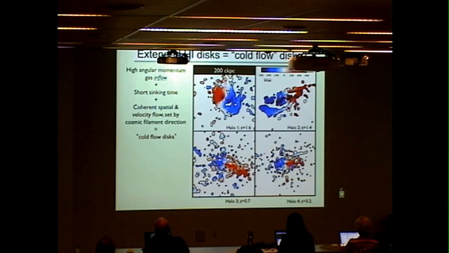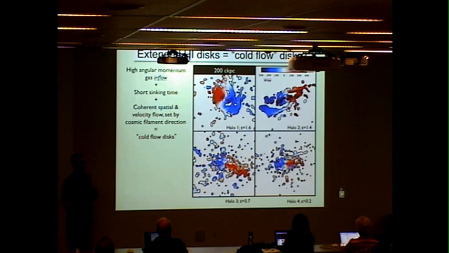So one consequence of this: you have this picture now where you have high angular momentum gas inflow in terms of the cold mode gas. It has a very short sinking time, so it's not going to have time to scramble itself in the halo. Of course, over time the filaments don't come in along the exact same direction over long periods of cosmic time, but the gas only sticks around for a little while before sinking, so there's not a whole lot of time to disrupt that unless you have a major merger. So we have gas that is spatially coherent, coherent in terms of velocity, co-rotating with the galaxy. It's set basically by the direction of the cosmic filaments.